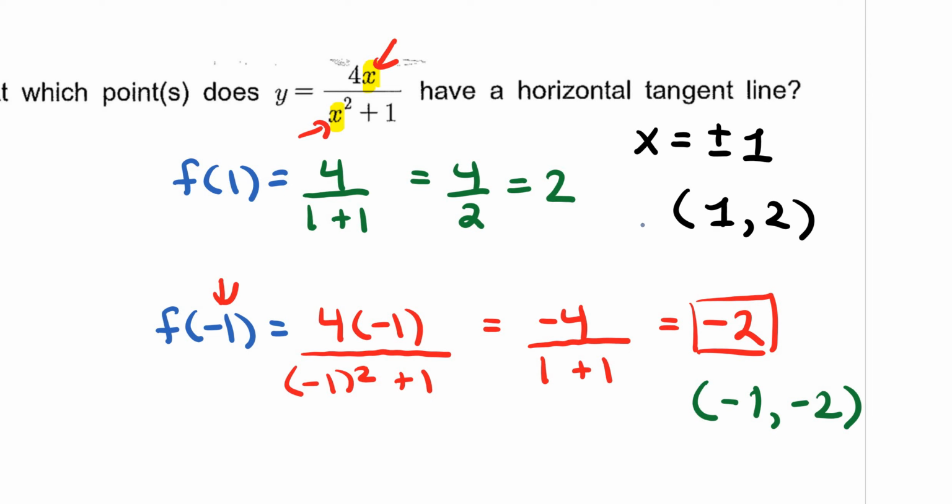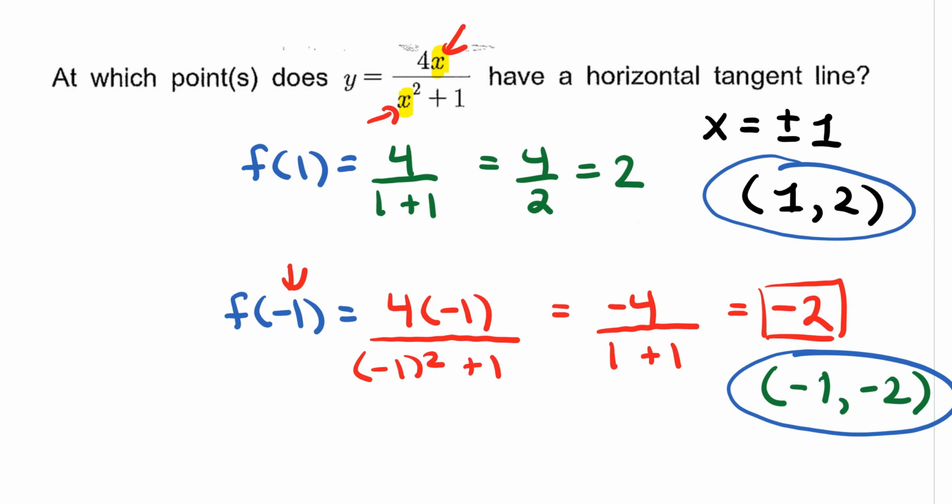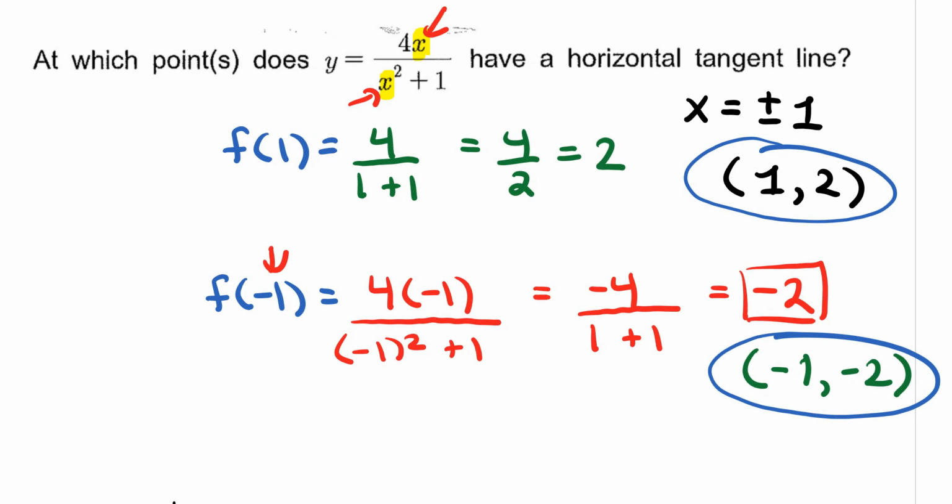Okay, so this right here is one of the points, and this right there is the other point where the function has a horizontal tangent line. Okay, so that was a good question there.